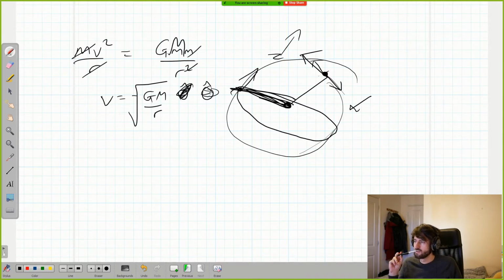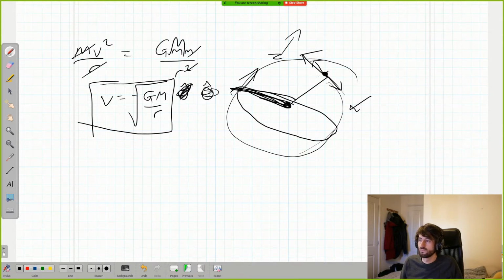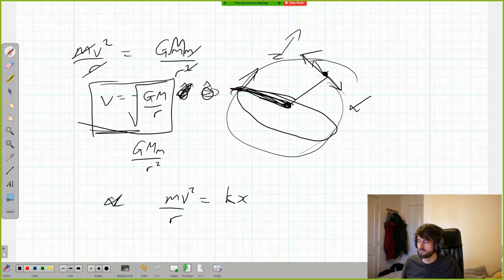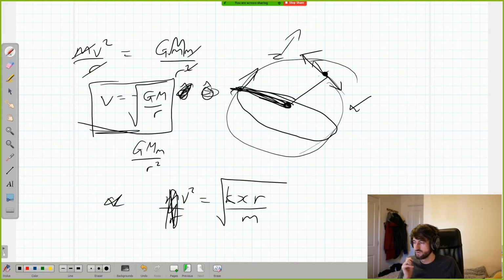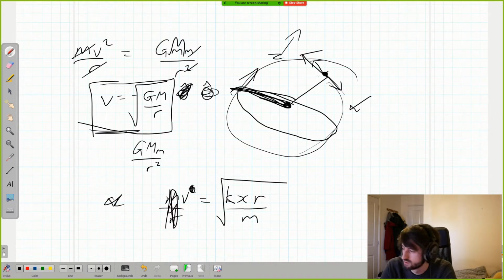So if we set the initial velocity to this, then even though the only force acting on it is this, it will go in a circle. And we can do the same thing for F equals kx. If we say mv squared over r is kx, then we can say that the square root of kxr over m is equal to v. If we set our v to that, that's going to give us our initial velocity such that we don't fall in.